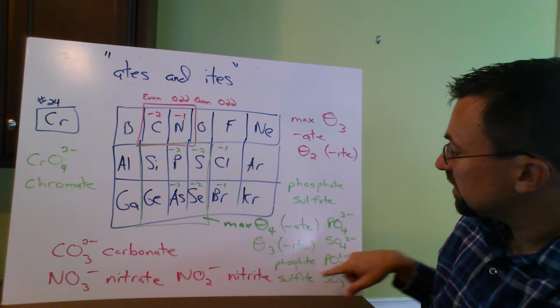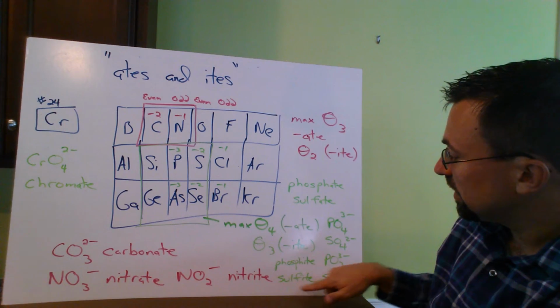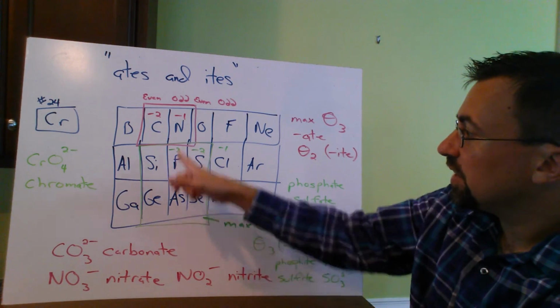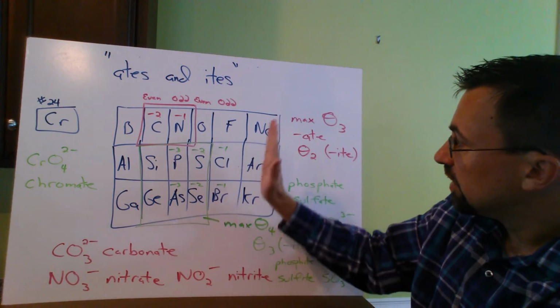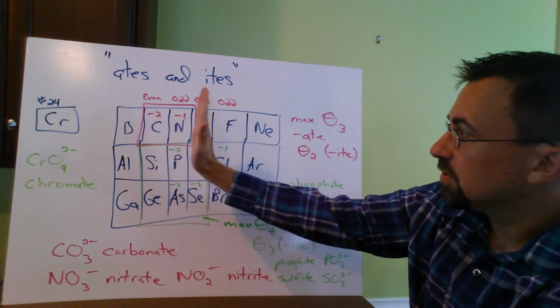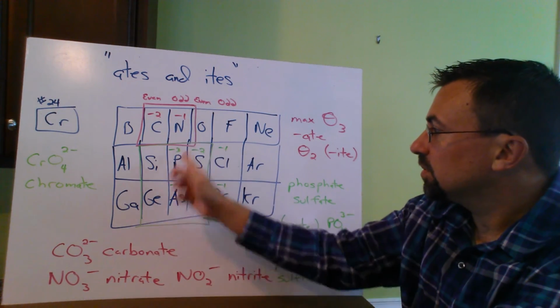So PO3 is phosphite, SO3 is sulfite. And then the charges follow the family trends, the general trend of counting out 0, -1, -2, -3. So in many ways, these are easier to do.